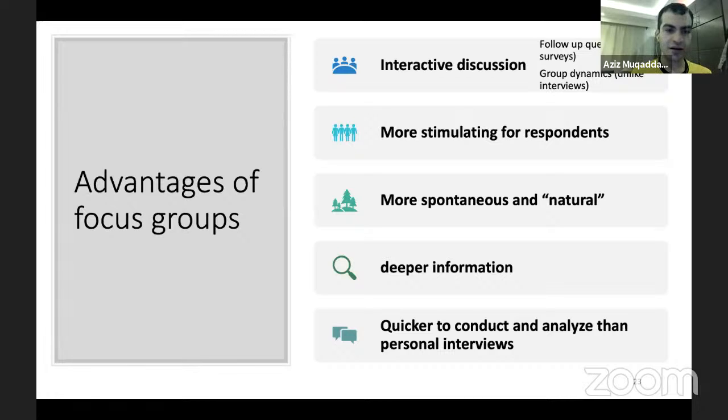So it feels, how to put it, the answers would be less filtered or less constructed. They represent more the natural view of the person. You get deeper information because of that, and they are quicker to analyze. You have different people, and the themes become clear. You could see clearly which topics caught the interest of all participants, which they were happy to elaborate on, and the topics that didn't really catch their interest.